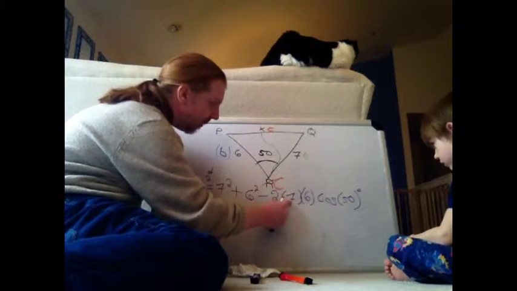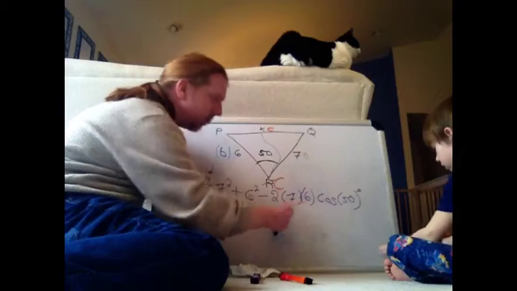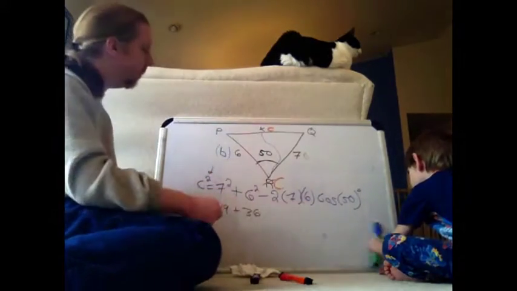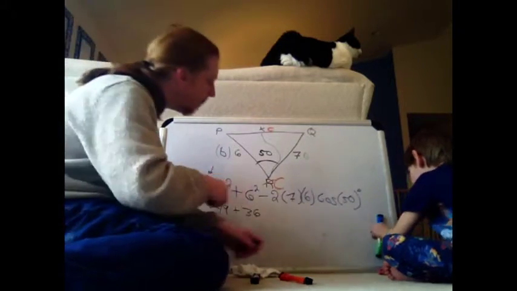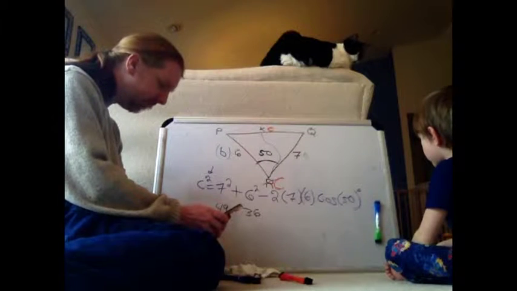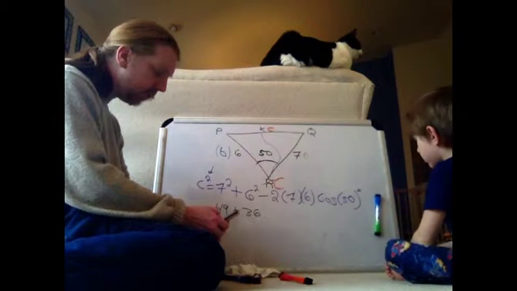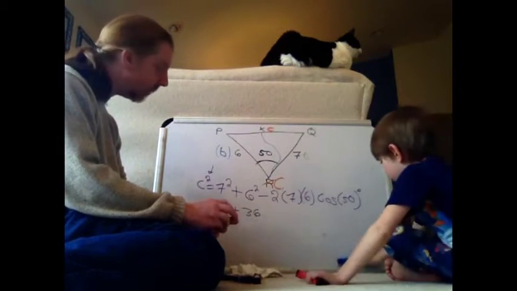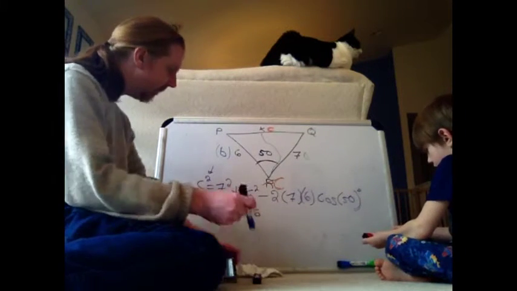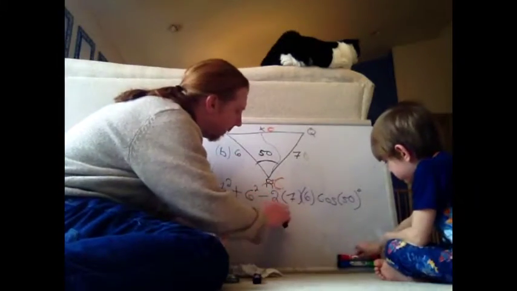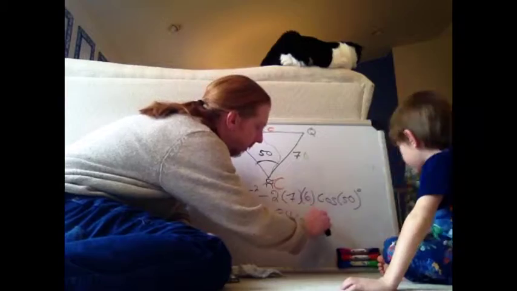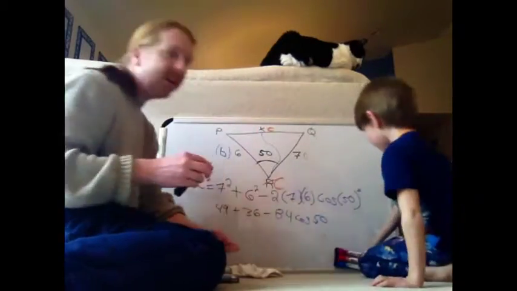2 times 7 times 6. Do you know that one? I usually need my calculator too. So let's get the calculator out. Let's see here, what did I say? 2 times 7 times 6 is 84. Cosine 50.